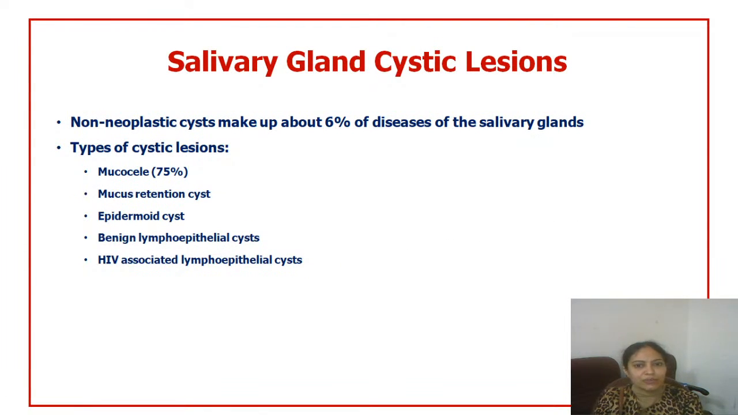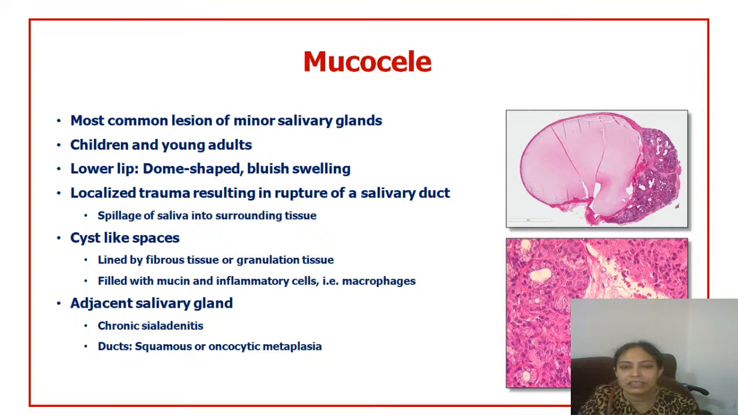Non-neoplastic cysts account for about 6% of diseases of the salivary gland. There are a number of cystic lesions that can occur. You can get mucoceles, which are the most common, accounting for 3/4 of the cystic lesions, and then you have mucus retention cysts, epidermoid cysts, benign lymphoepithelial cysts, and you get cysts in HIV as well, where you have lymphoepithelial cysts which are bilateral. So mucocele, as I said, is the most common lesion of minor salivary glands.